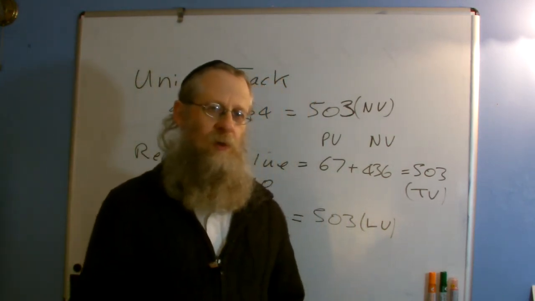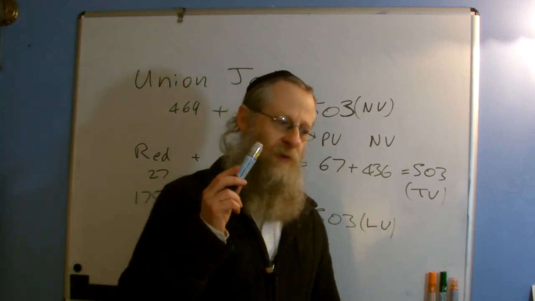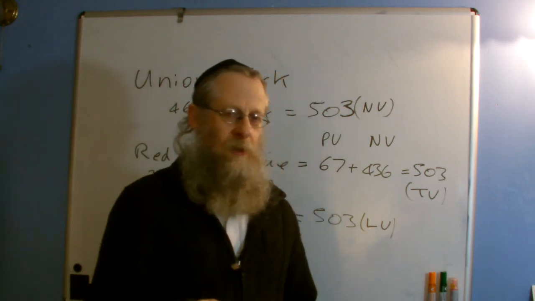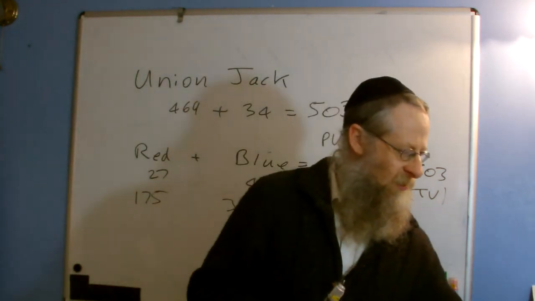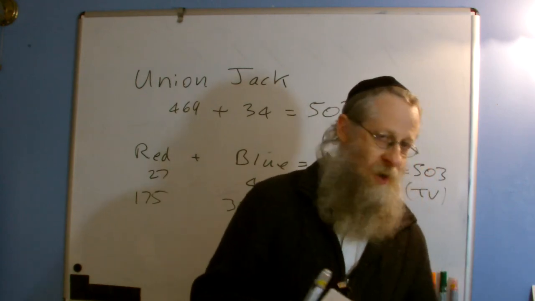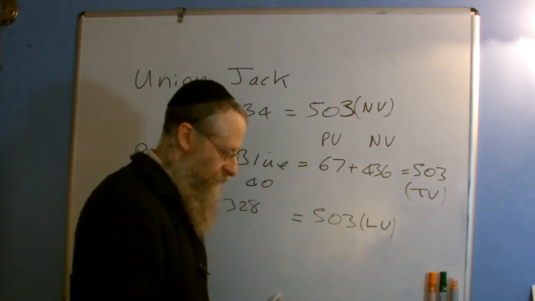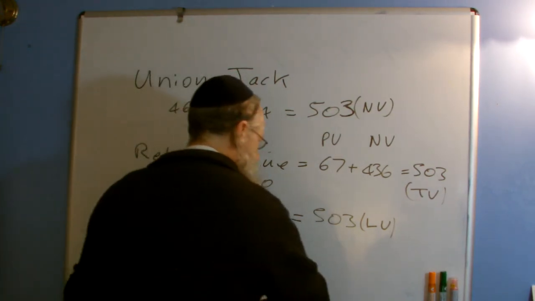So this idea of the union between the Messiah, son of Joseph, and the Messiah, son of David, could be, but I'm not seeing anything written on it, symbolized in the Union Jack, which is the bringing together of the two colours of red and blue. So just a few more just to finish off.